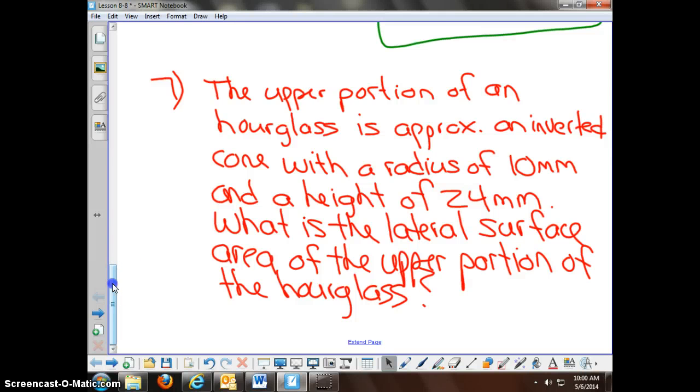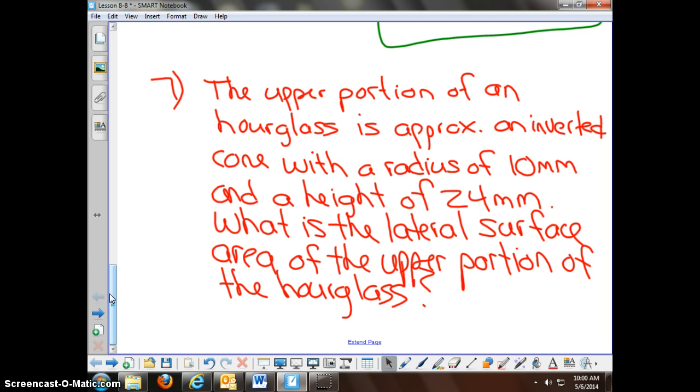Ladies and gentlemen, the upper portion of an hourglass, we just talked about this in class, is approximately an inverted cone, which means the base is in the air and the tip of the cone is touching the ground. It has a radius of 10 millimeters and a height of 24 millimeters. We are looking for the lateral surface area of the upper portion of this particular hourglass.